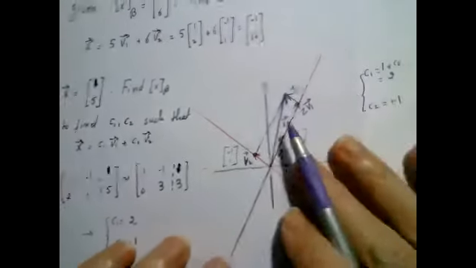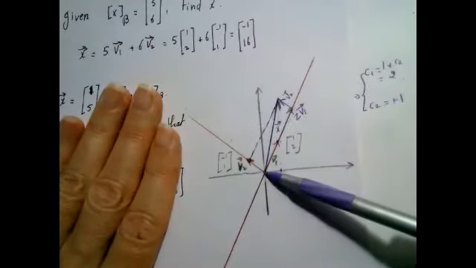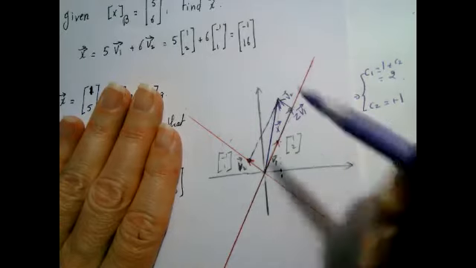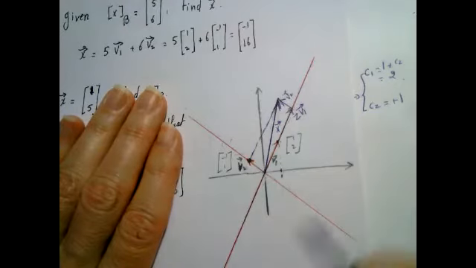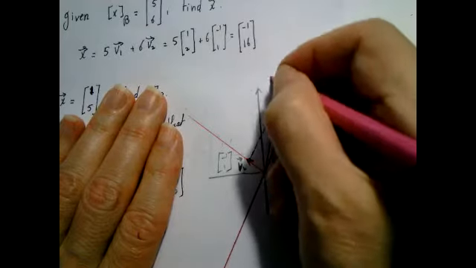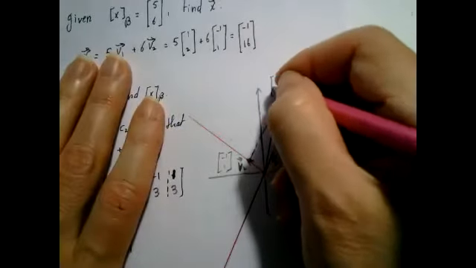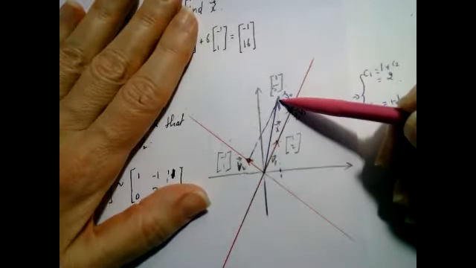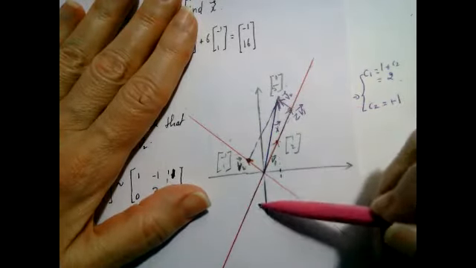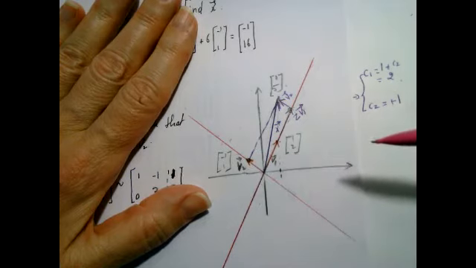So geometrically, that's the picture. I have the vector v1, which is 1, 2. I have the vector v2, which is minus 1, 1. And I have my vector x here, which is 1, 5. What does it mean to find the coordinate of x with respect to the basis v1 and v2?